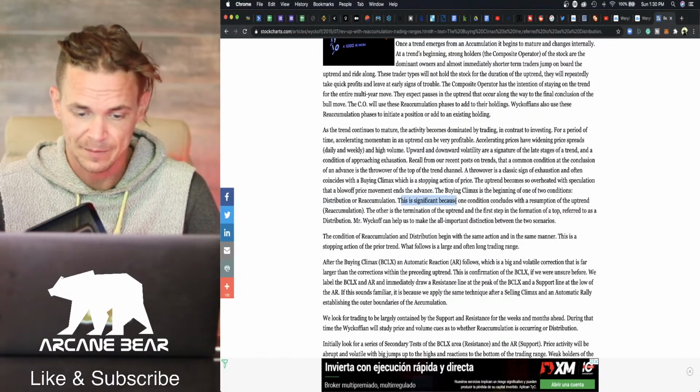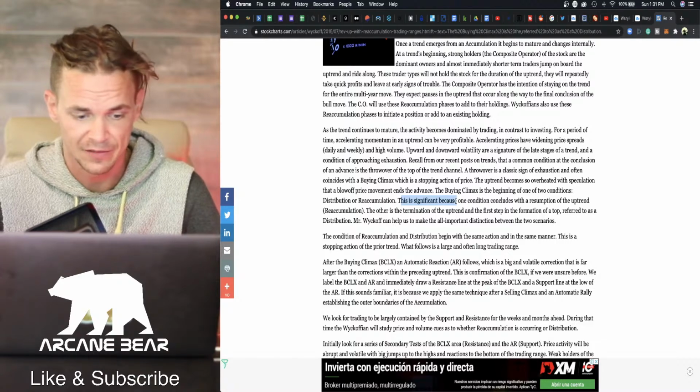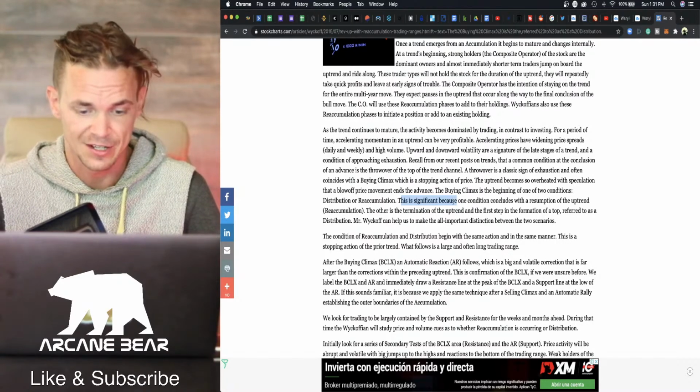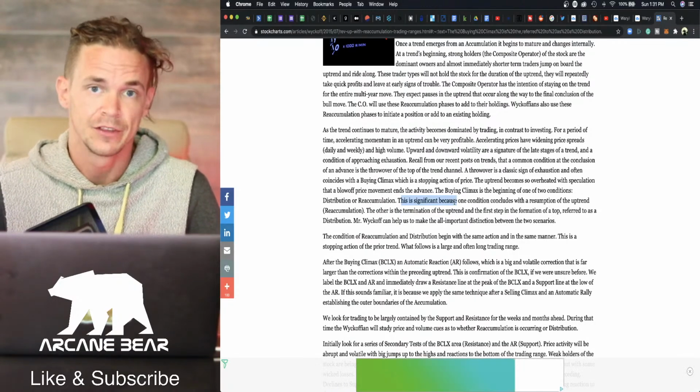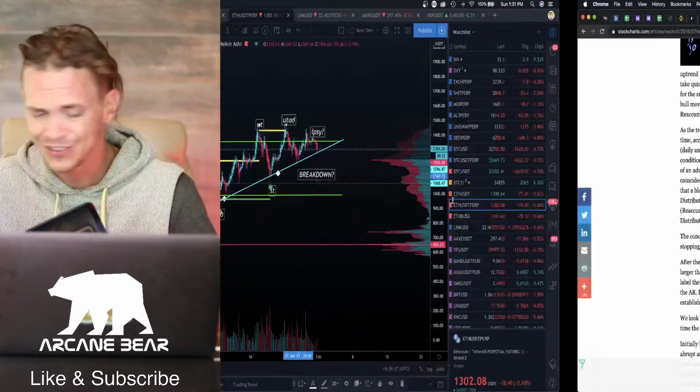This is significant because one condition concludes with the resumption of the uptrend, reaccumulation. The other is the termination of the uptrend. And that's the big difference. The termination of the uptrend, I still believe, is a long ways away.